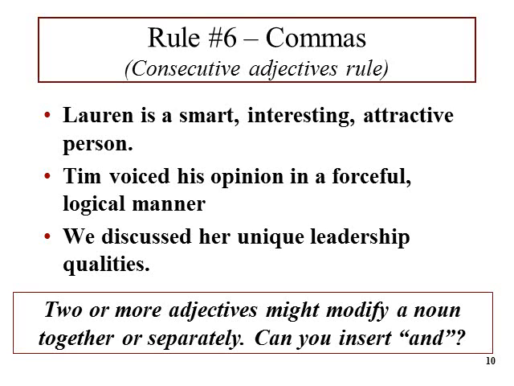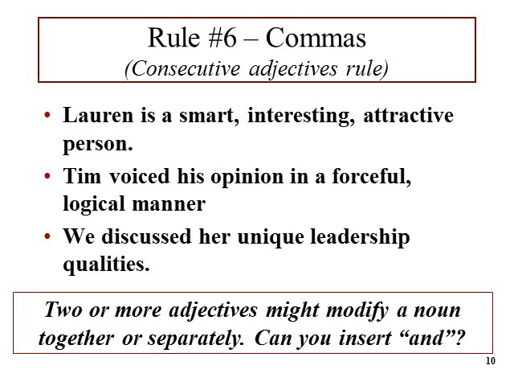Rule number 6, we call this the consecutive adjectives rule, and let's take a look. Let's talk about Lauren. Lauren is a smart, interesting, attractive person. That's words in a series, and in this case consecutive adjectives, and we would separate those with commas. I want you to think about how the comma is sort of taking the place of the word and. Lauren is a smart and interesting and attractive person.